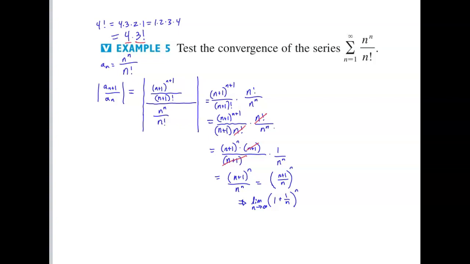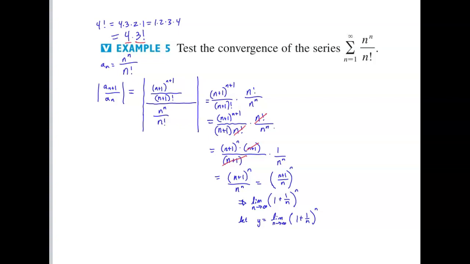I'm going to let y equal that limit as n goes to infinity of (1 + 1/n)^n. Now, when you have a variable exponent and you're trying to deal with that, a great tool for that is taking the log of both sides, because basically logarithms are the inverse of exponentials, right? So I'm going to go ahead and take natural log of both sides of this equation.